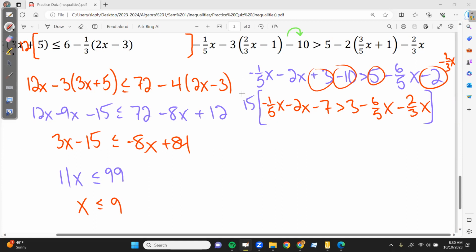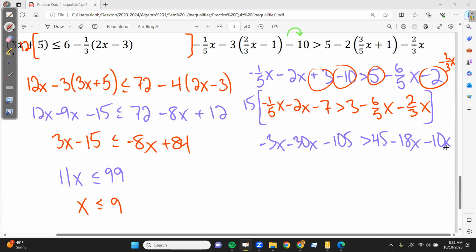So 15 in the first one, you get a negative 3. 15 on the second one, you get a minus 30x. 15 on the next one is huge, minus 105. 15 hitting the 3 makes 45. 15 hitting that next fraction makes negative 18x. And 15 hitting the last one makes minus 10x.